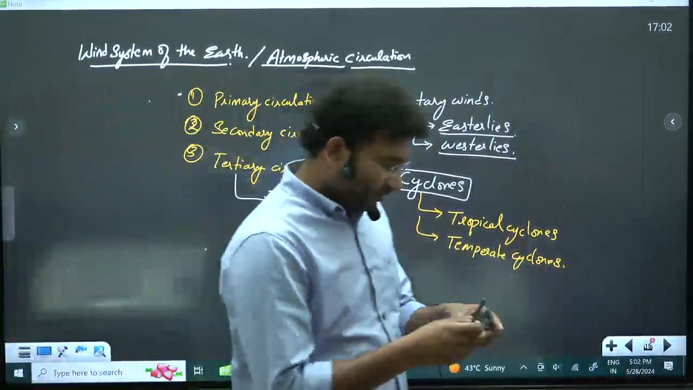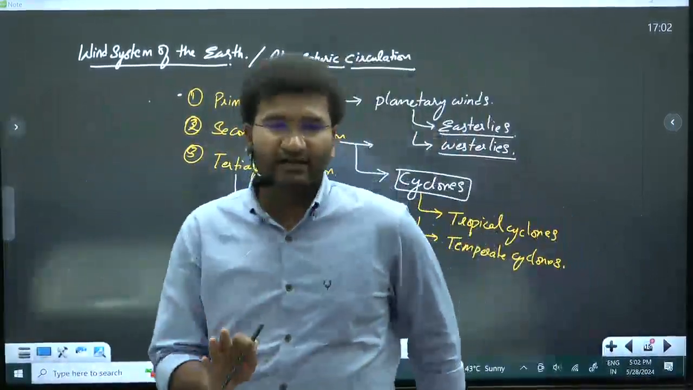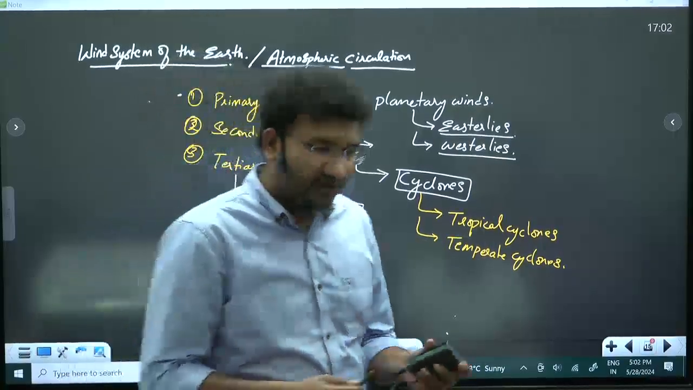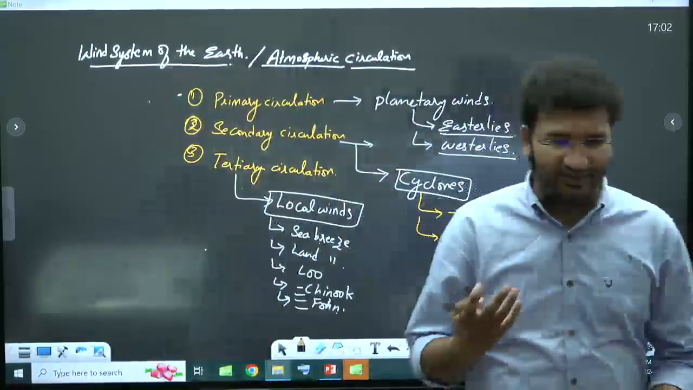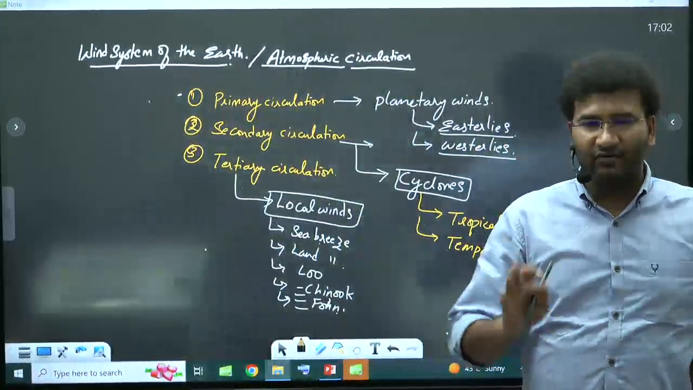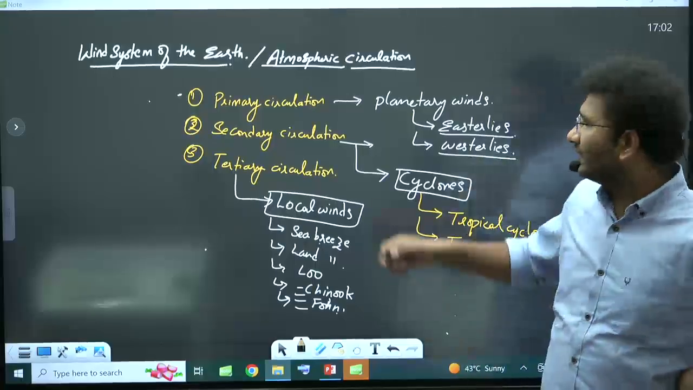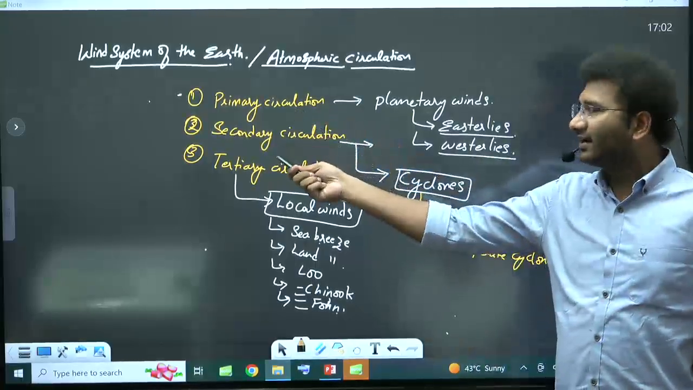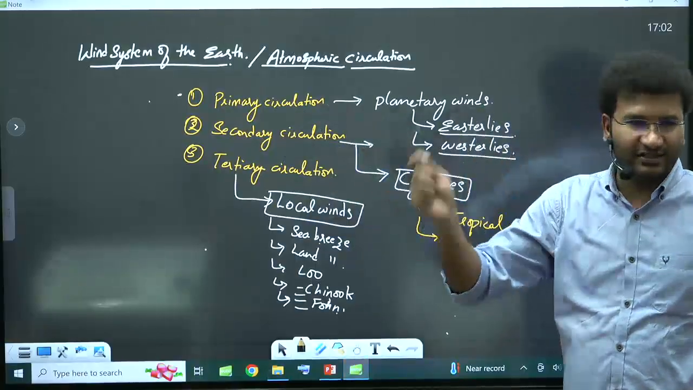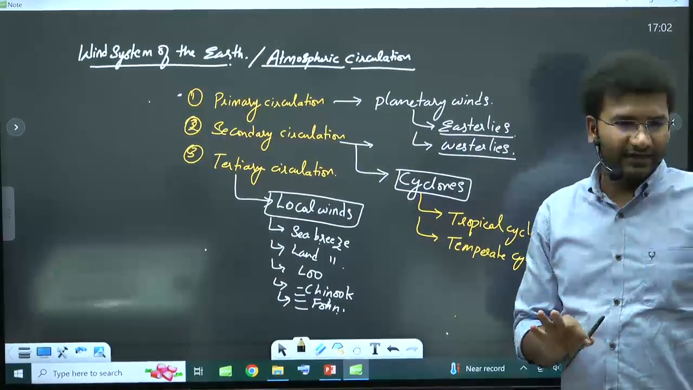We have started the concepts of atmospheric circulation. Atmospheric circulation is nothing but how the winds move across and around the earth. And the winds are of 3 different types. First one is primary circulation, second is secondary circulation, third is tertiary circulation. The entire winds that are there on the surface of the earth are broadly classified like this.